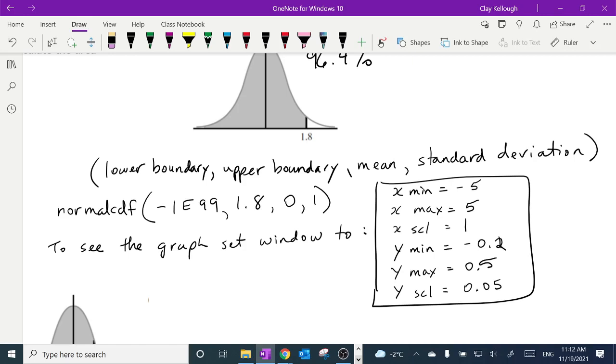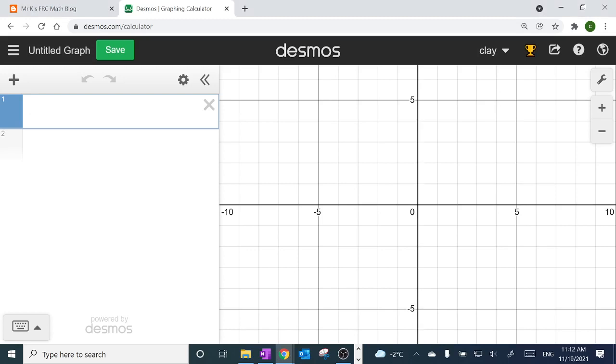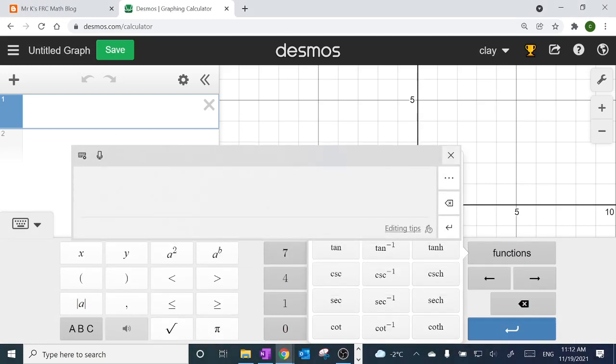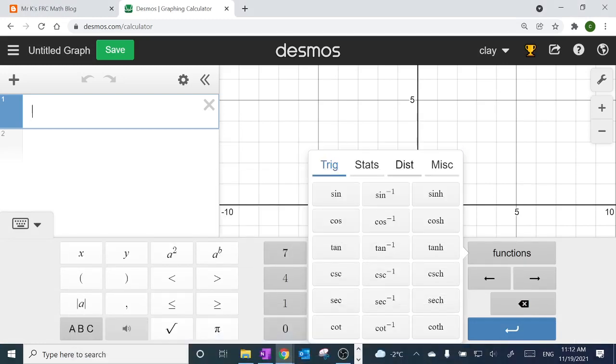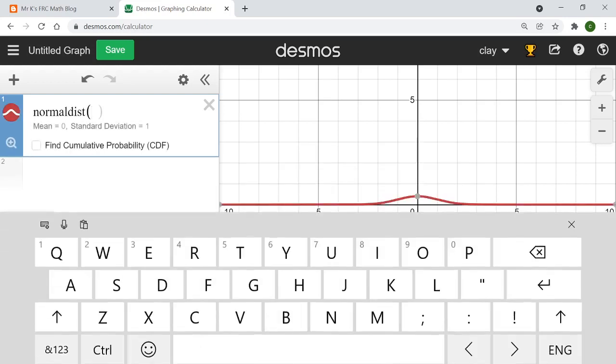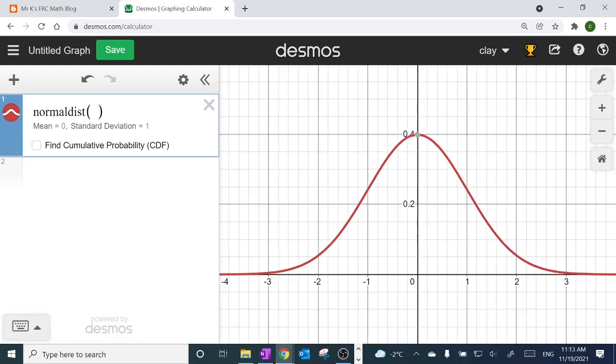Next is Desmos. So for the Desmos people, here's how it works on Desmos. For Desmos, you go to normal distribution. So go to the functions page, and under distribution, go to normal distribution. Okay, now normal distribution will look like that, right? There's the bell curve. Doesn't look like much of a bell curve right now, but remember, I can hit this zoom fit button on the top left, that magnifying glass, and there, now it looks like a nice bell curve.